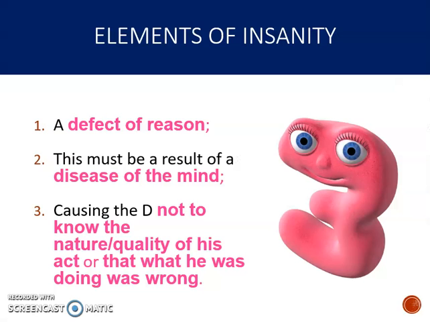So the 3 requirements for establishing a defence of insanity are that it must be clearly proved that at the time of committing the act, the defendant was labouring under such a defect of reason from a disease of the mind that he didn't know the nature and quality of the act he was doing, or he didn't know what he was doing was wrong.